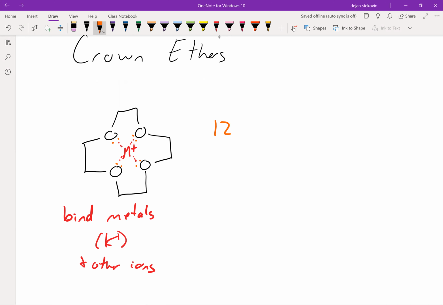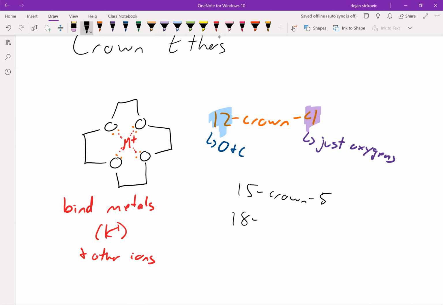So this is what's known as a 12 crown 4. The 12 corresponds to the number of carbons and oxygens combined. So in this case, there are 12 carbon and oxygens combined. And then the 4 stands for just how many oxygens. So in this case, there's only 4 oxygens, right? So you can have all kinds of different crown ethers, for example, 15 crown 5, or maybe 18 crown 6 type of thing. But it always goes carbon, carbon, oxygen.